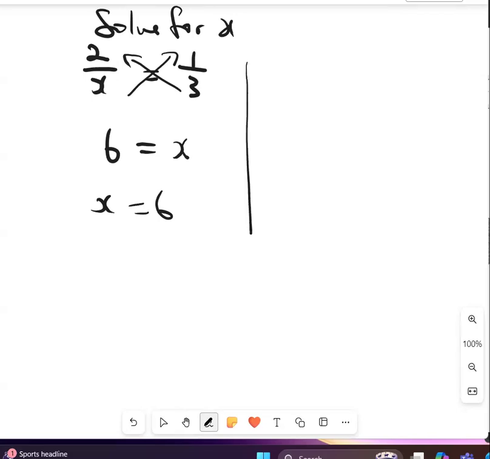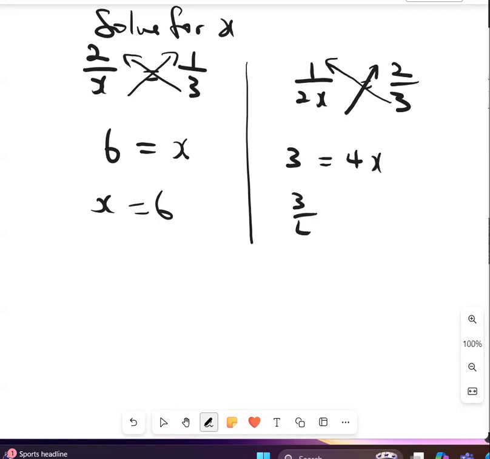Let's try another. 1 over 2x is equal to 2 over 3. So cross multiply, you end up with 3 is equal to 4x. Divide through all by 4, you get 3 over 4 equal to x. You can write that back as x equals 3 over 4.